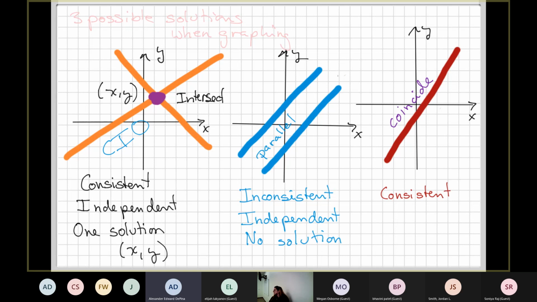And this is the only time when the lines are dependent, because they are the same. And when the lines are consistent and dependent, then our solution is all real numbers. Infinitely many solutions is what the book says.